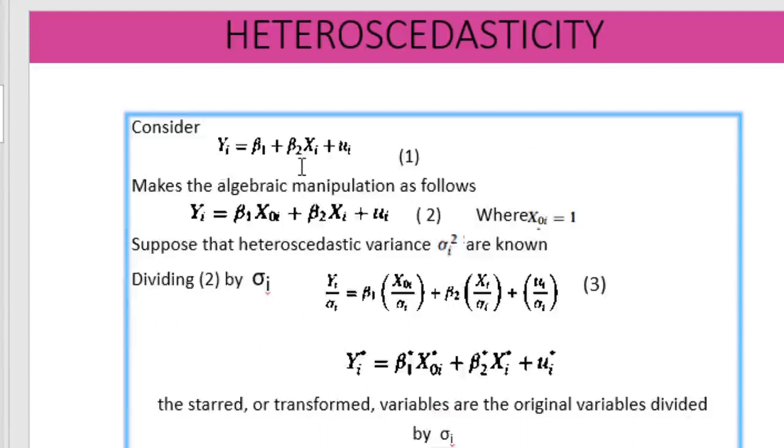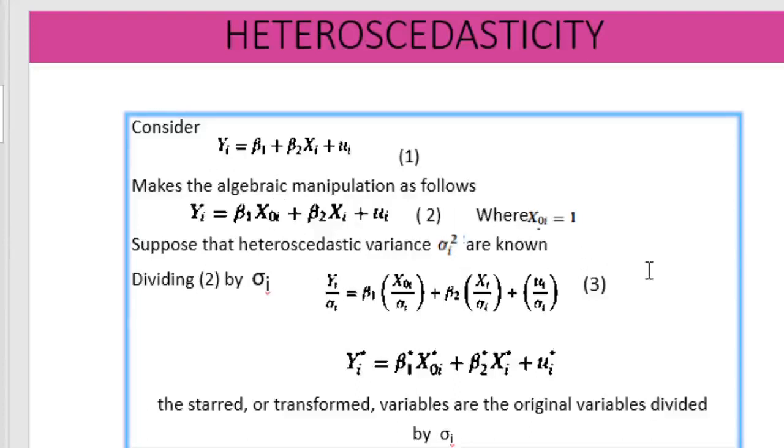Consider yi equal to beta 1 plus beta 2 xi plus ui. Then this can be written as yi equal to beta 1 x0i plus beta 2 xi plus ui. Here we introduced the variable x0i. Here x0i equal to 1. That is the assumption. This is only an algebraic manipulation.